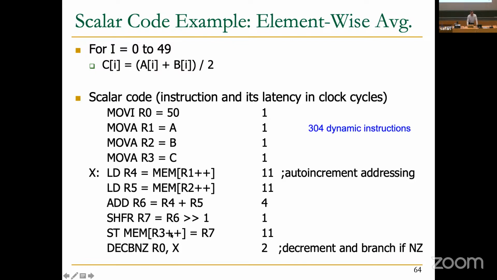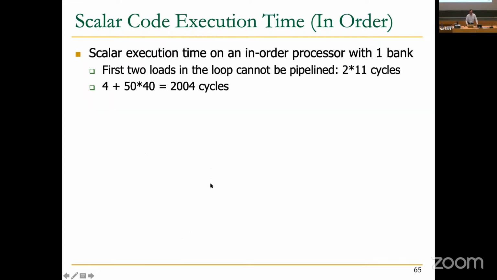Okay. So if you look at this, you execute 304 dynamic instructions. This is a lot. We will reduce it down to 7 with vector code. It's going to be beautiful from that perspective. It's going to be nice from the energy efficiency perspective. But before we get to this, let's do some rough analysis in terms of how long it takes to execute this code on a scalar, in-order processor with one bank.